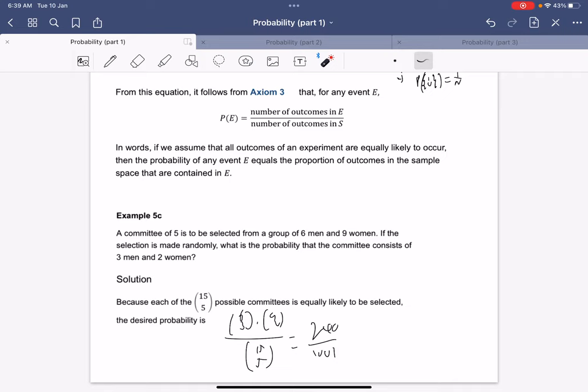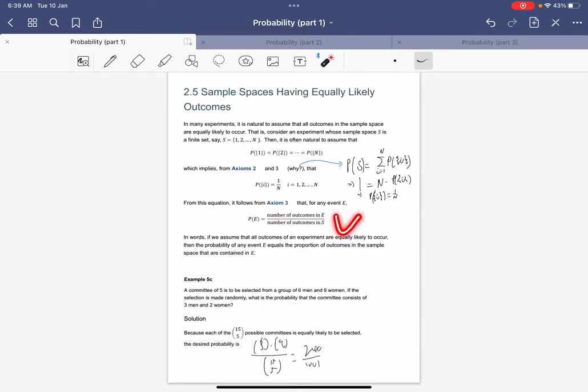Now the number of outcomes for us to select with this condition will be 6 choose 3 times 9 choose 2. And so, by what we have stated, if they are all equally likely, then it's taking the number of outcomes in the event divided by the total number of outcomes, which is 240 over 1001. I hope that's clear, and we shall move on.